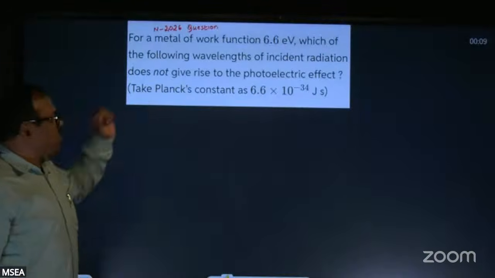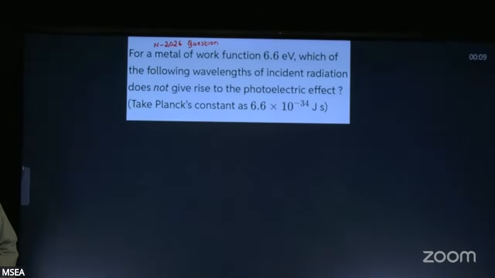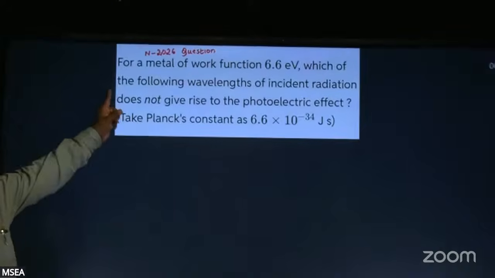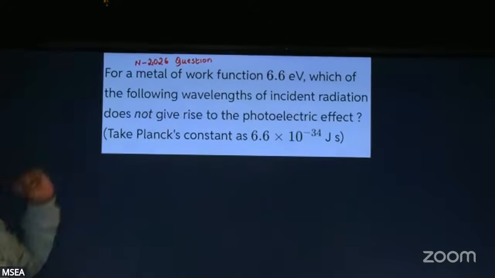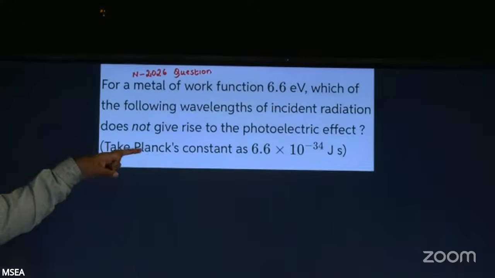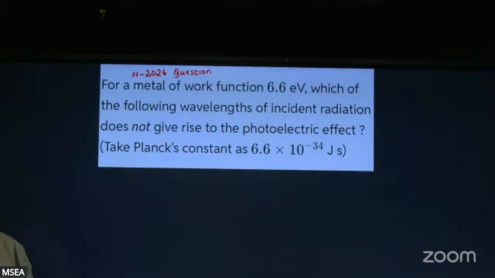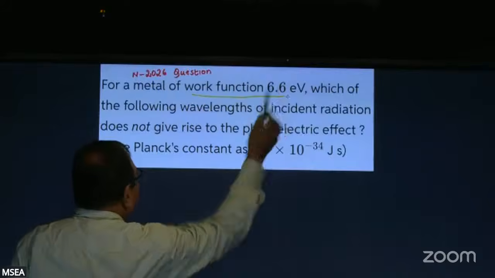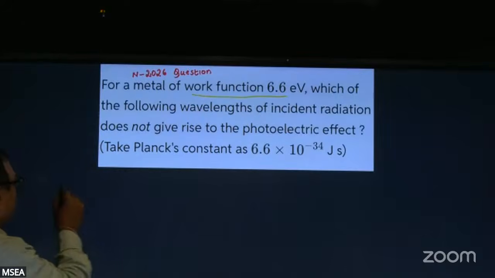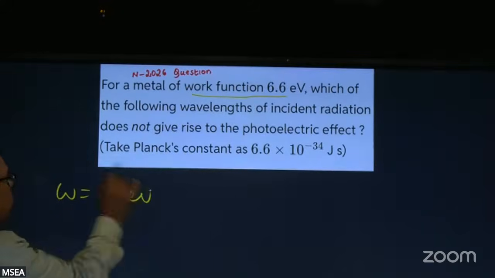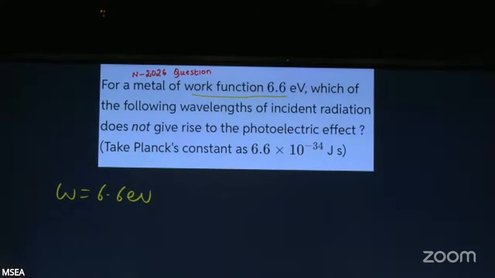Right. So even this question was asked in NEET 2026. Let us see what this question is. For a metal of work function 6.6 electron volts, which of the following wavelengths of incident radiation does not give rise to the photoelectric effect? So the metal work function is given, 6.6 electron volts, NEET 2026. So what you have to remember is that this is the work function.